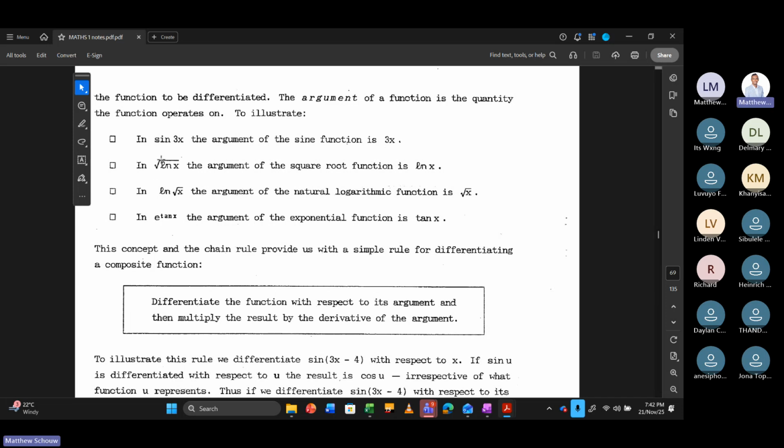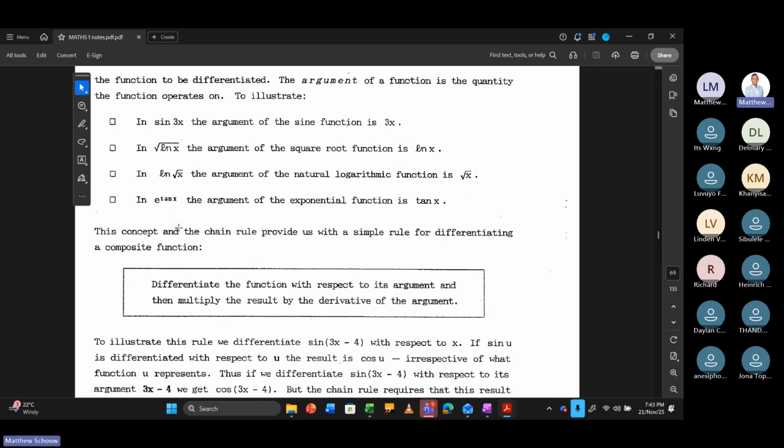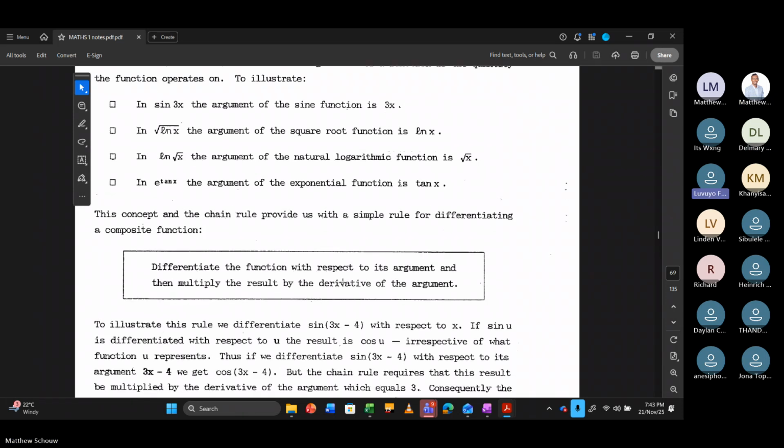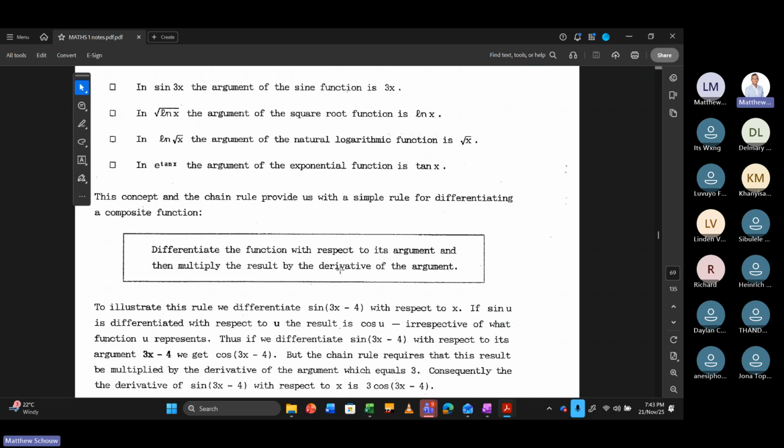In this case, we have a root of ln x, right? And inside the root sign, which is a function, there's a ln x. Therefore, ln x will be the argument. We have ln root of x, as ln x. And inside the ln x, this bracket here is a root x, and that affects the ln. Therefore, that's the argument, the root x. And we have e to the tan. Normally it's e to the power x, and that x over there is tan in this case, so therefore tan is the argument of the exponential function. Is that clear to everyone? That's a function inside a function. Are you guys happy with this?